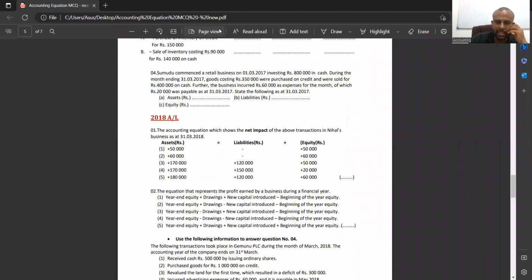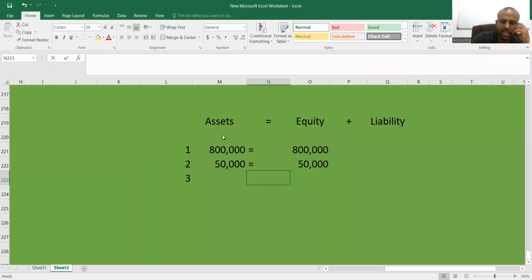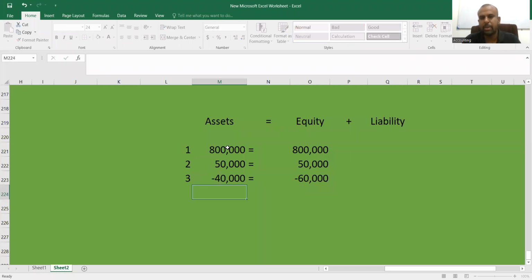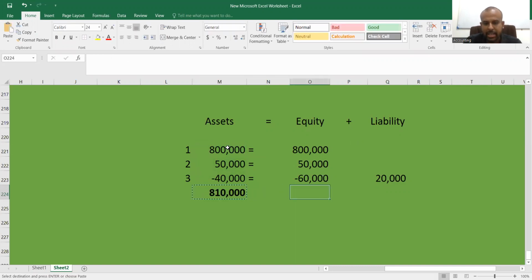60,000 expense has been incurred. When the expense is incurred, the equity balance decreases by 60,000. But out of these 60 we have paid how much? 40. Of this, 40 has been paid. Now cash balance decreased by 40. Why? Because there's a payable of how much? Rupees 20,000. So what is the net effect of this? Closing assets will be 810, equity will be 750, liability will be 20,000. Right.